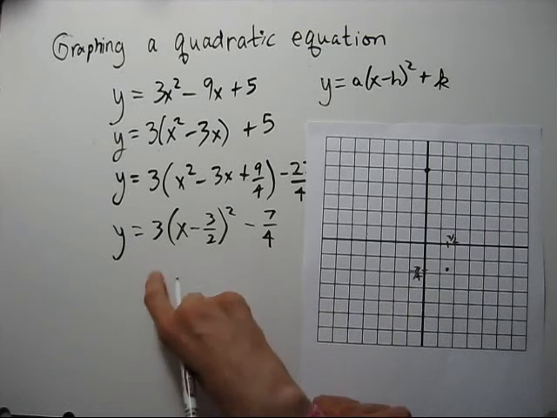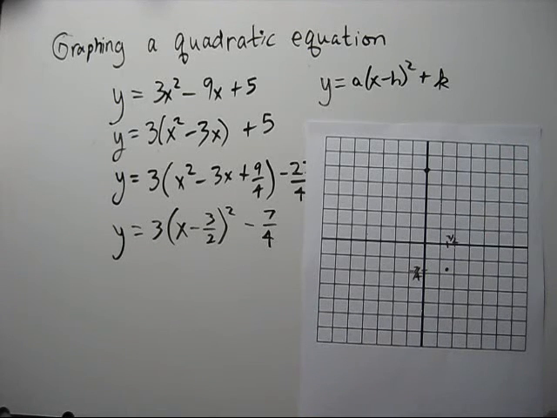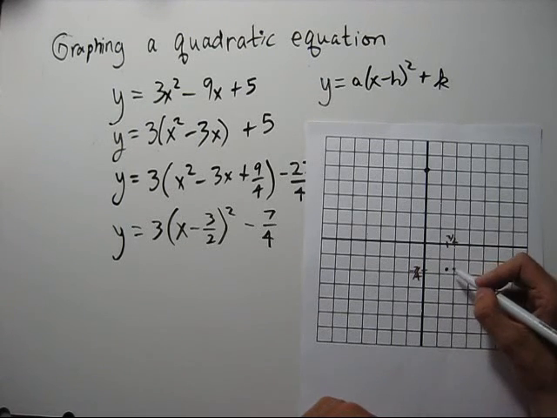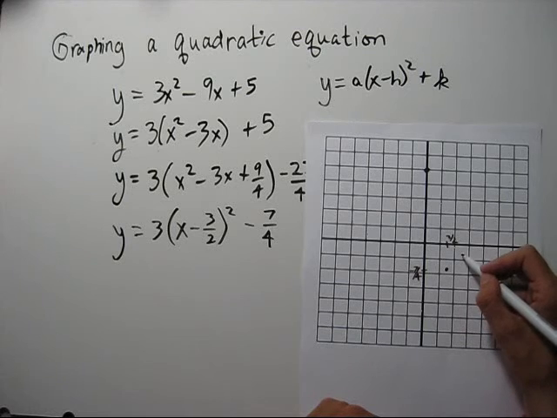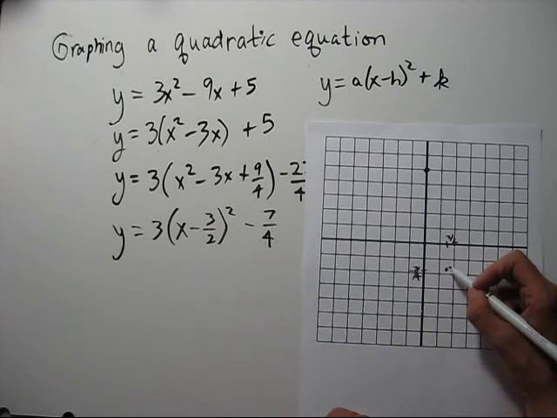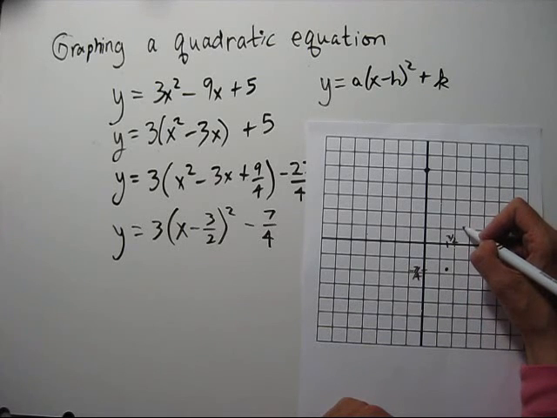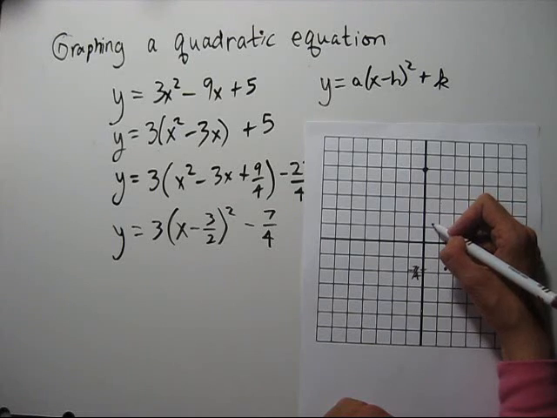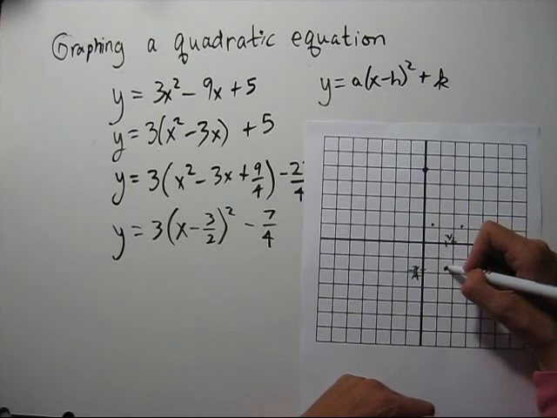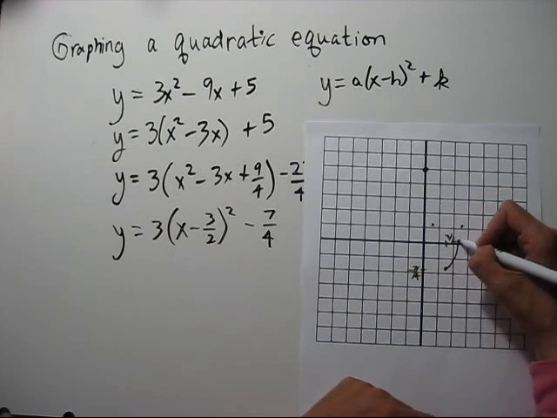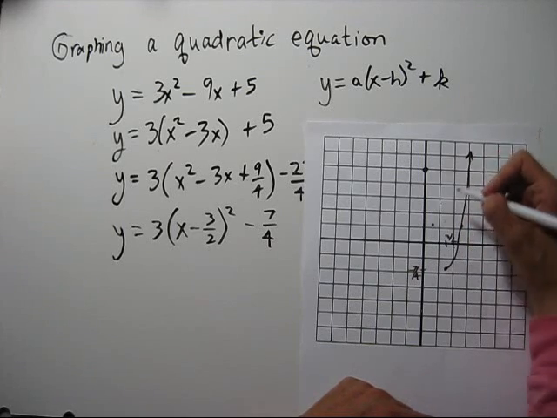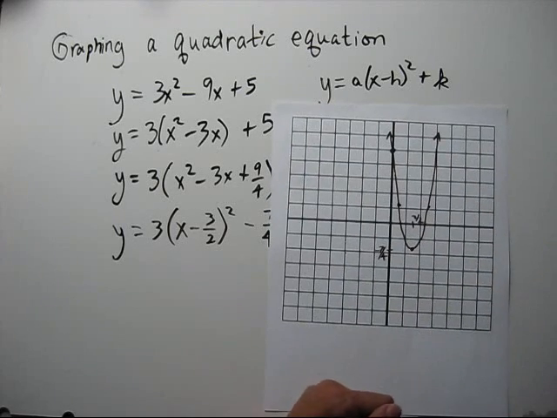Now this 3 tells us that we're vertically stretching the graph by a factor of 3. So x squared, from the vertex usually you'll go over 1, up 1. But since we're stretching by 3, we're going to go over 1 and then up 3. There it is.